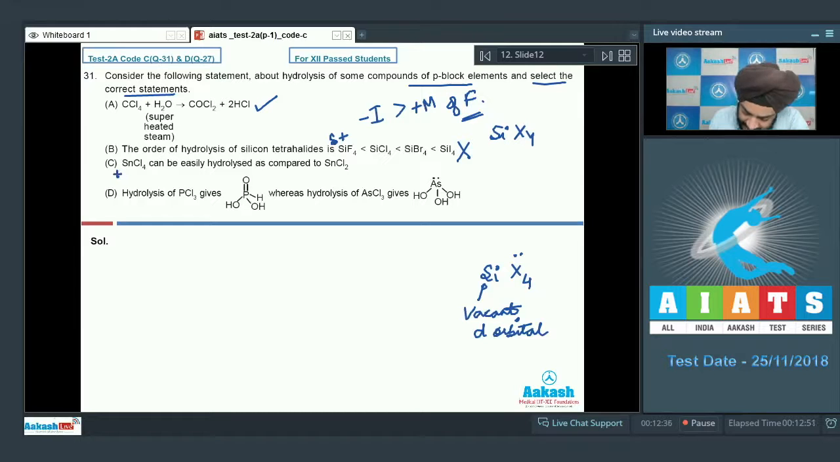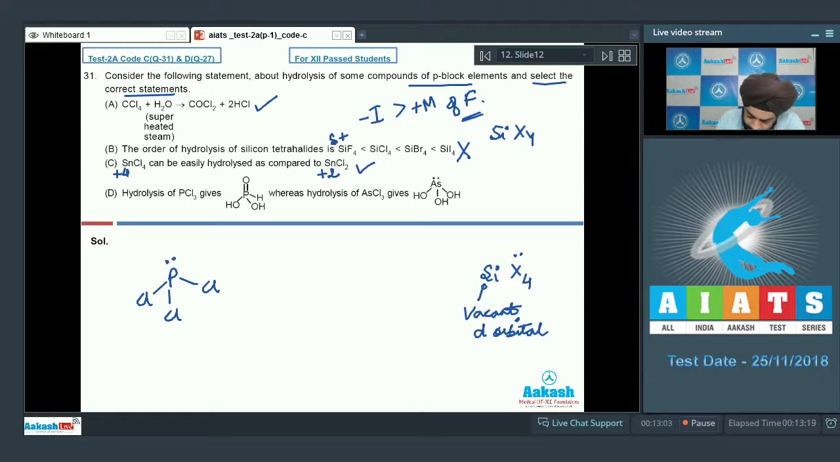In SnCl4, there is a charge of +4 at the tin atom, whereas in SnCl2 it is only +2. So the greater the charge density of the cation, the greater is the ease of hydrolysis. So this statement is also correct. Let us look at option D now. Hydrolysis of PCl3 gives this structure, whereas hydrolysis of AsCl3 gives this structure. So let us look at PCl3 now.